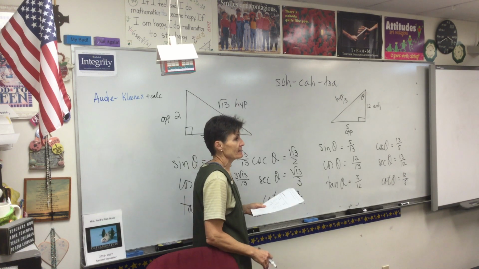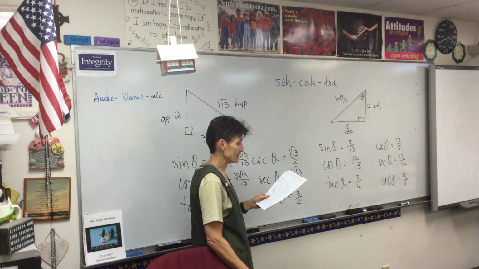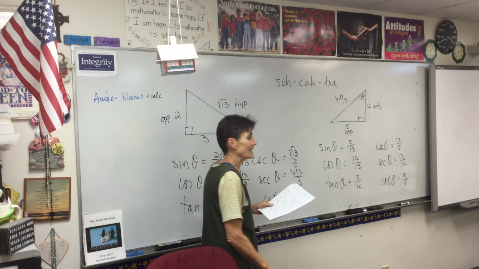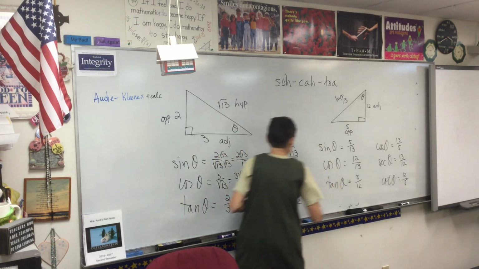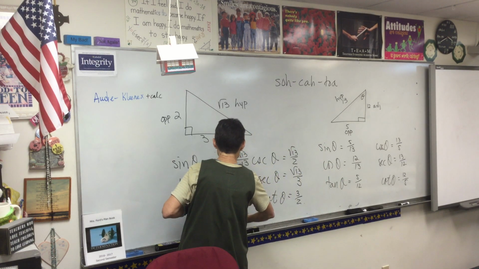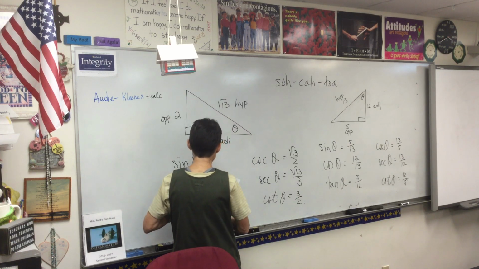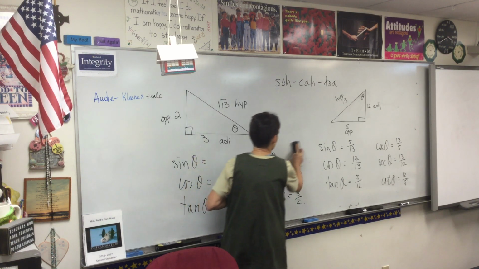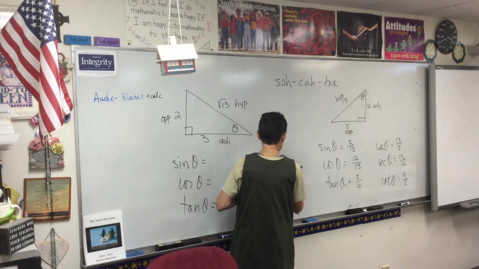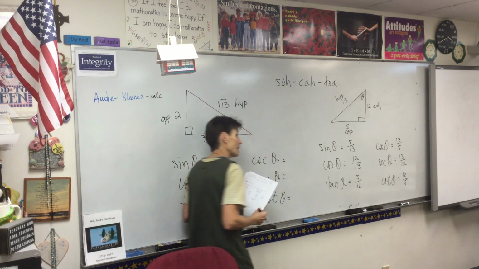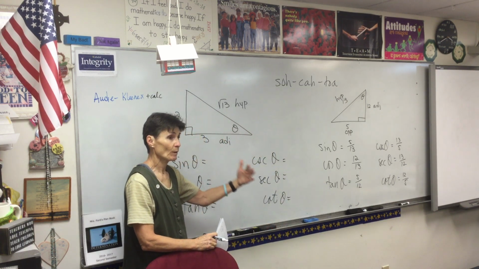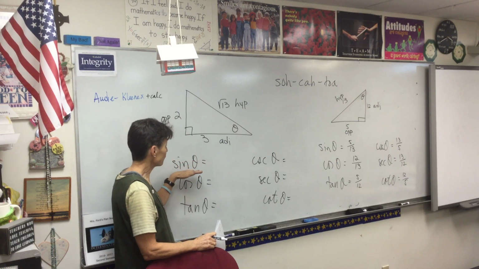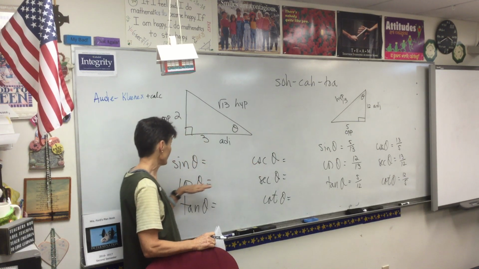Now let's look at C. There's a couple of things different about C. First of all, I didn't write out all the functions. You're going to have to do that on your own this time. So you're going to write sine, cosine, tangent, cosecant, secant, and cotangent. And I would recommend you get in the habit of writing them in that order because that reinforces that reciprocal relationship.